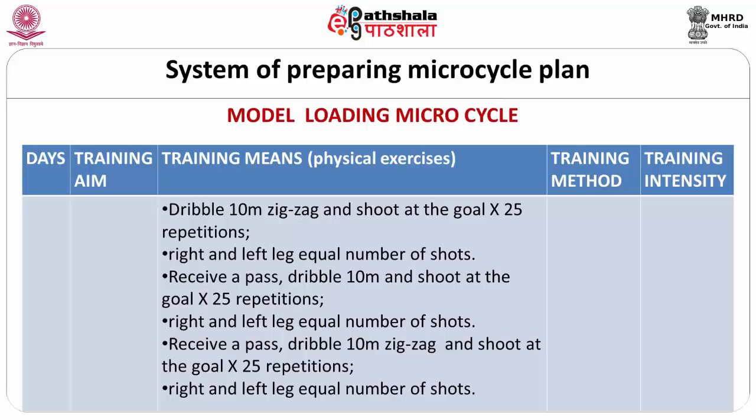Receive a pass, dribble 10 meters and shoot at the goal 25 times. Right and left leg, equal number of shots. Receive a pass, dribble 10 meters zigzag and shoot at the goal 25 repetitions. Right and left legs, equal number of shots.